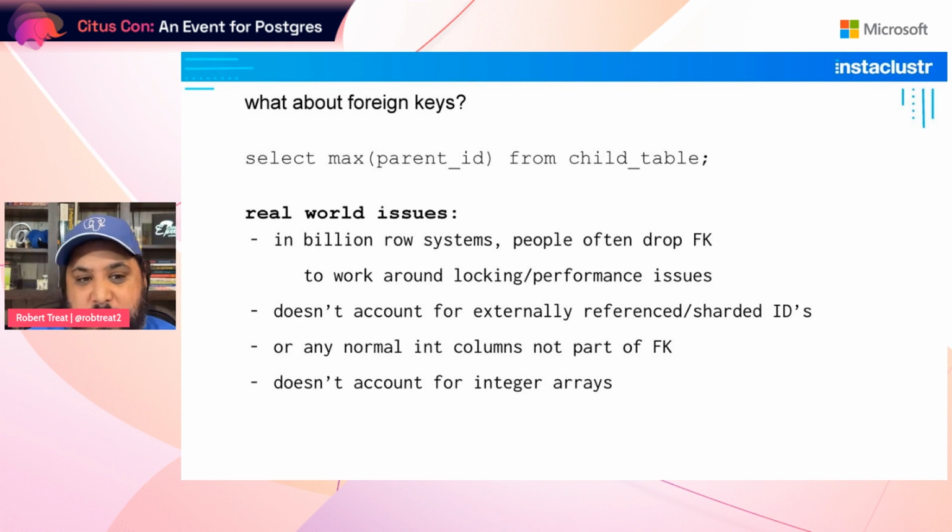One of the ones that I've found is certainly when you start talking about billion row systems, and that's the world that we're living in with this kind of a problem. I've often seen people drop their foreign keys in order to work around locking and performance issues. And that could have happened years ago, because again, these problems can take years to develop. If you're doing that, it may be hard to figure out where all the parent and child relationships are. It also won't account for things like externally referenced IDs or sharded IDs.